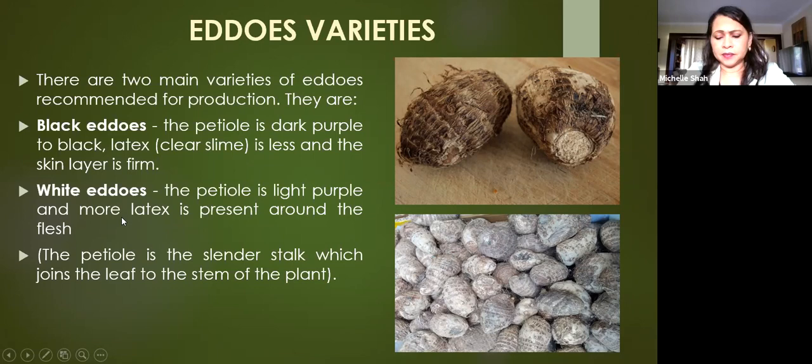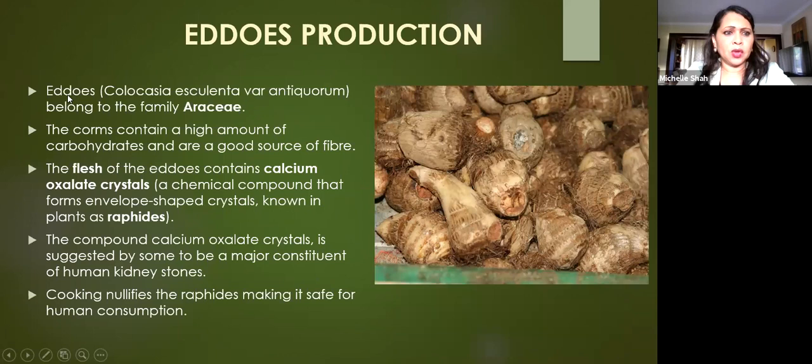The edibles production. Edibles belongs to the family Araceae, and the corms contain a high amount of carbohydrates and are a good source of fiber. The flesh of the edibles contains calcium oxalate crystals, which is a chemical compound that forms envelope-shaped crystals known in plants as raphides. The compound calcium oxalate crystal is suggested by some to be a major constituent in human kidney stones. So cooking nullifies the raphides, making it safe for human consumption.